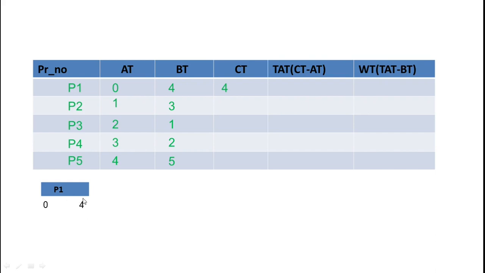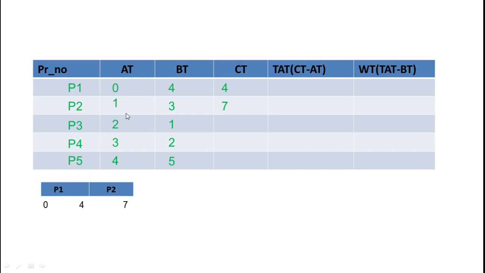Now at 4 milliseconds, P1 has already completed its execution. So now P2 will start its execution from 4 milliseconds, and the burst time of P2 is 3 milliseconds. So 4 plus 3, P2 will complete its execution at 7 milliseconds. So 7 milliseconds will become the completion time for process P2. Get it?